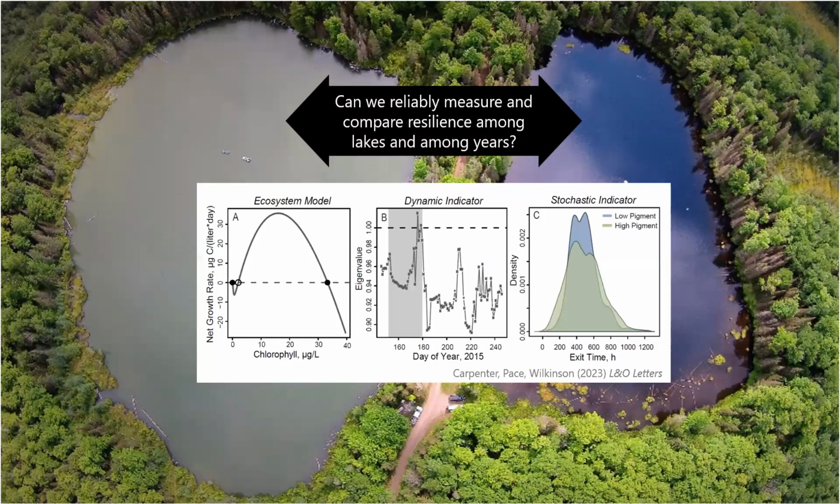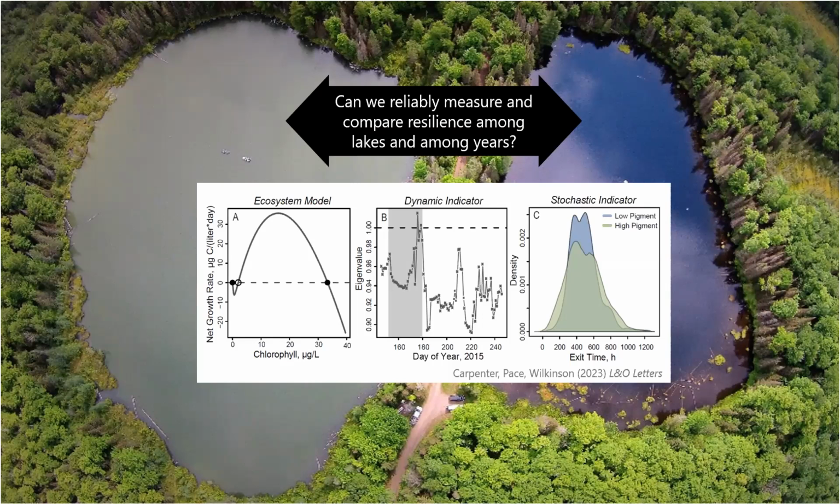And so under Steve Carpenter's leadership, we've been working to develop a number of different tools for actually measuring resilience. Some of them you see here, they're things like ecosystem models, dynamic indicators like the early warning indicators, as well as other dynamic indicators using that time series of data, as well as stochastic indicators. So new methods like mean exit time, which actually allow us to measure stochastic resilience as originally proposed and envisioned by Holling back in the 70s. And so that's the first goal. Can we actually reliably measure and compare resilience among lakes and among years?